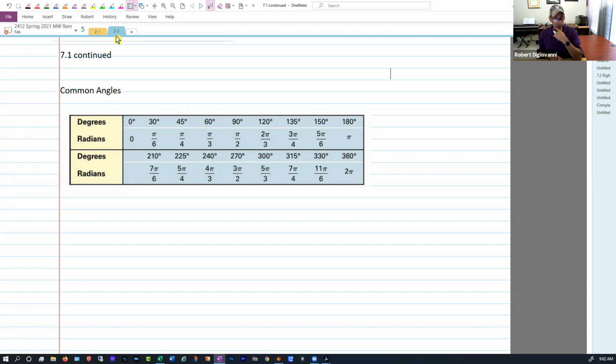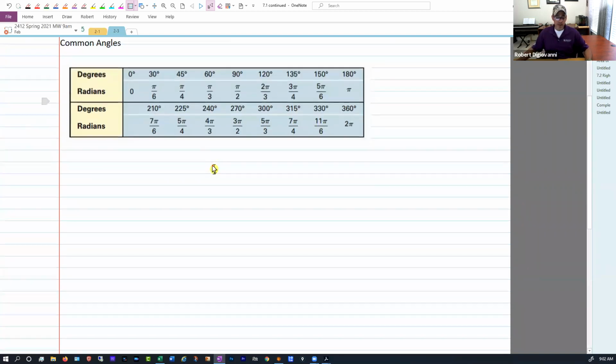So here's a table that shows you a list of the common angles, the ones that you need to know. And I really don't like memorizing tables. So I have another way I want you to think about this, and we'll be using this throughout the rest of the semester, so it's very important that you understand what I'm about to show you. The way that I remember the common angles is this.